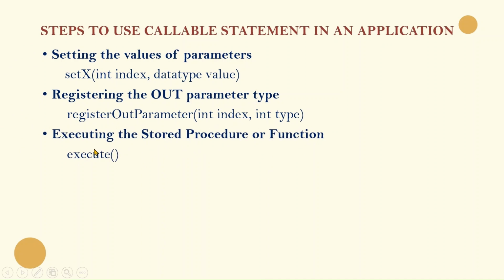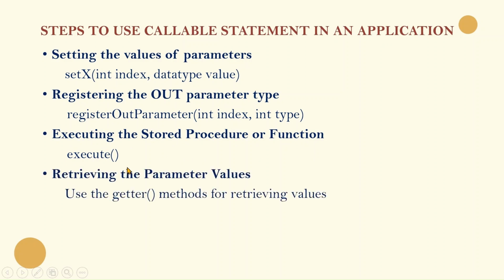Now after that, execute the stored procedure or function by calling the execute method. You need to call this method for executing the procedure. Then retrieve the final answer by using getter methods. Suppose your answer is a string, then you write getString. If your answer is an integer, you use getInt of the first column or second column. That means the first parameter or second parameter, you need to mention the number. I'll show you in the program how to use this.